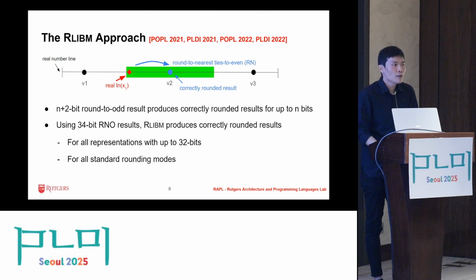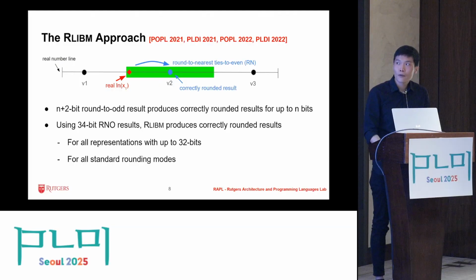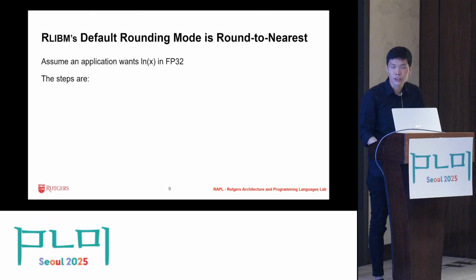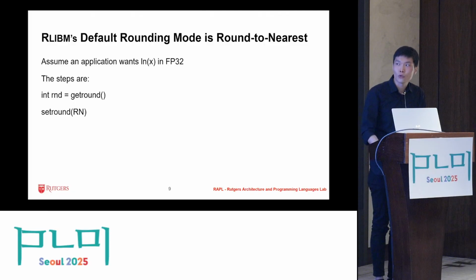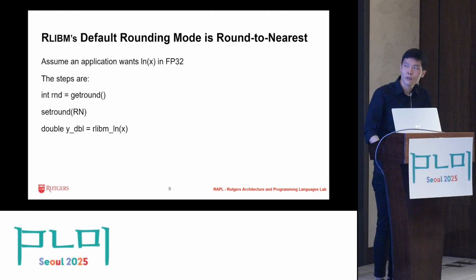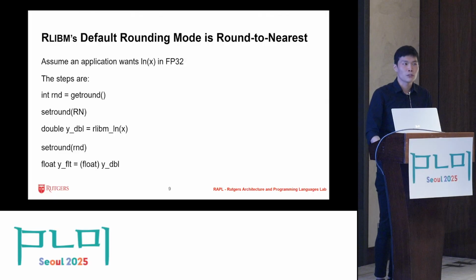Now, despite RLibm's broad applicability, the correctness of its functions comes with a caveat. So let's suppose that an application, which could be running under any standard rounding mode, wants to use the RLibm library to obtain the output of log rounded to a 32-bit float. Here are the steps it would need to take. First, it would need to save its original rounding mode. Next, it would need to switch the rounding mode to round to nearest before invoking RLibm's log function. Then, it would need to return back to the original rounding mode before obtaining the final desired result.